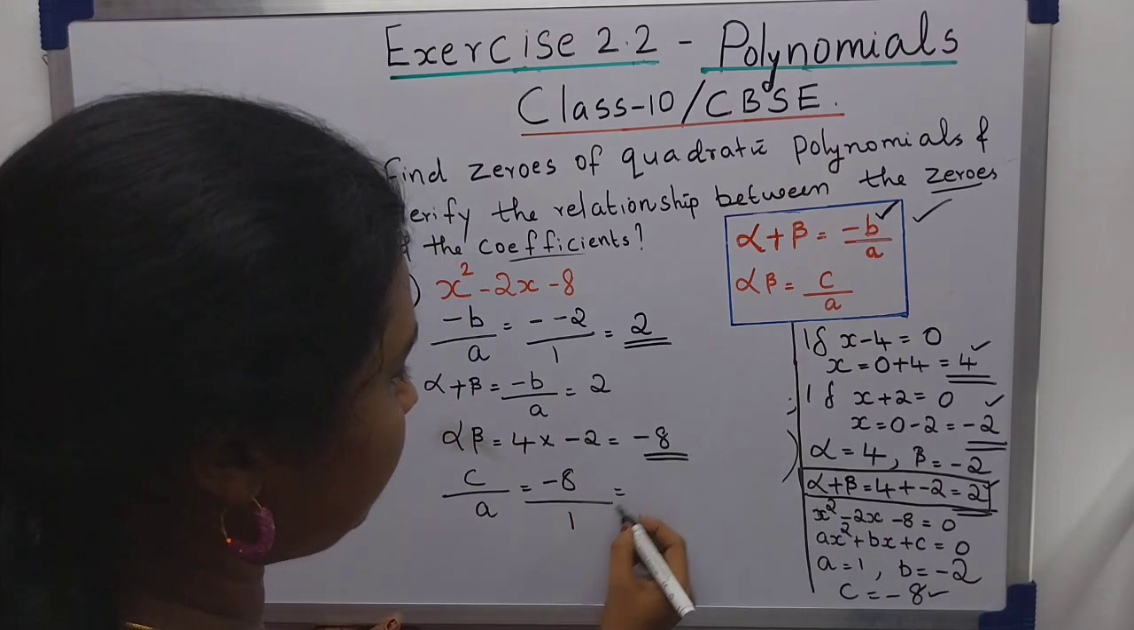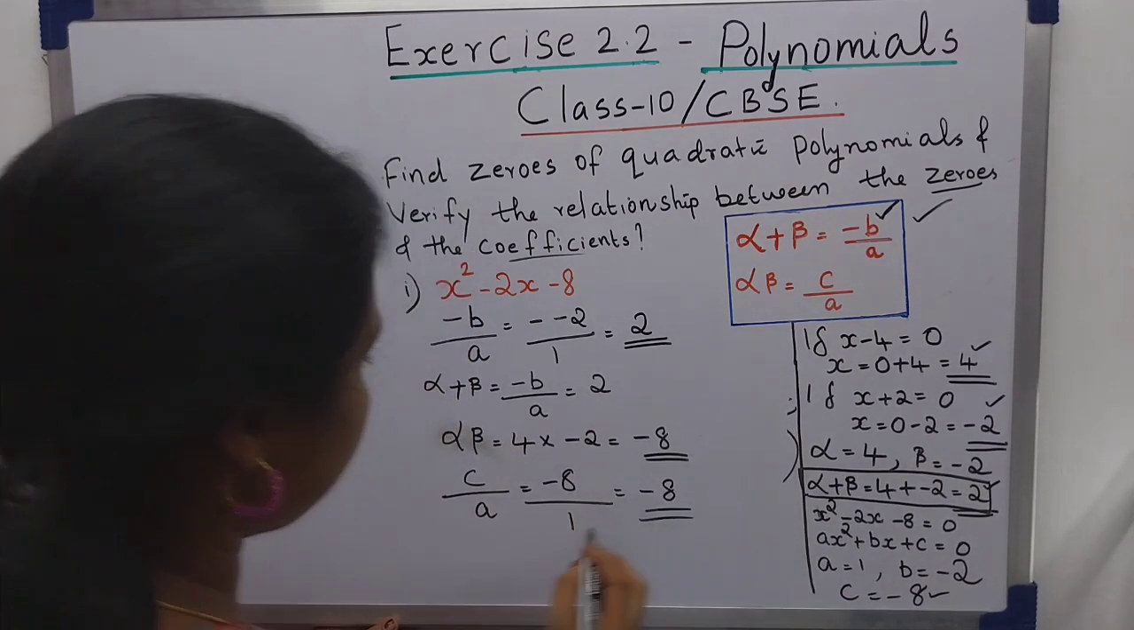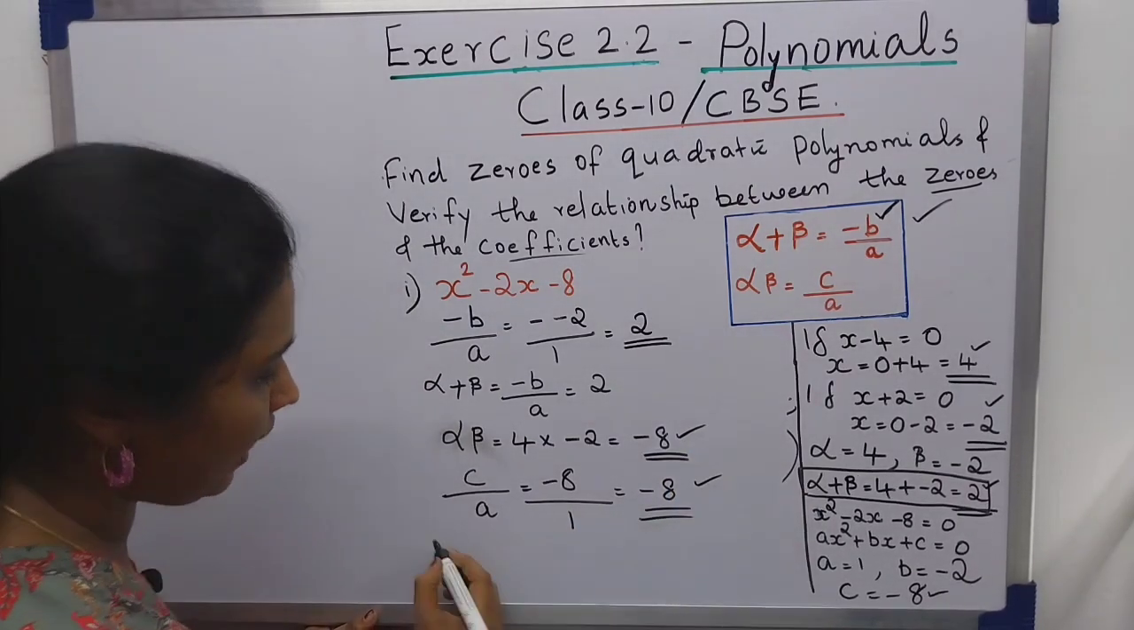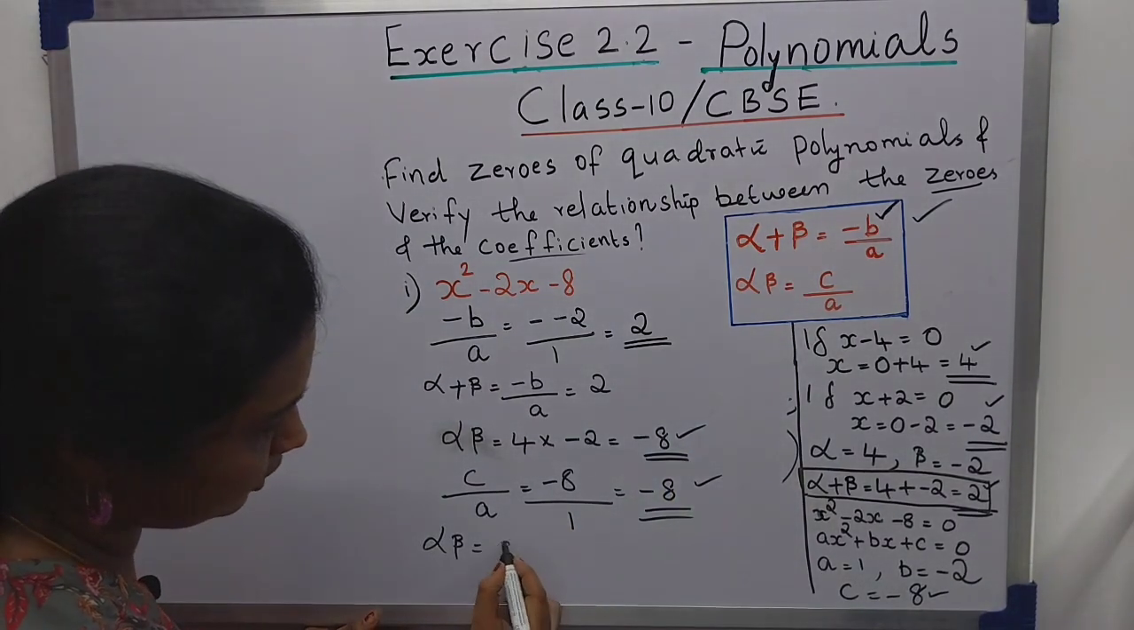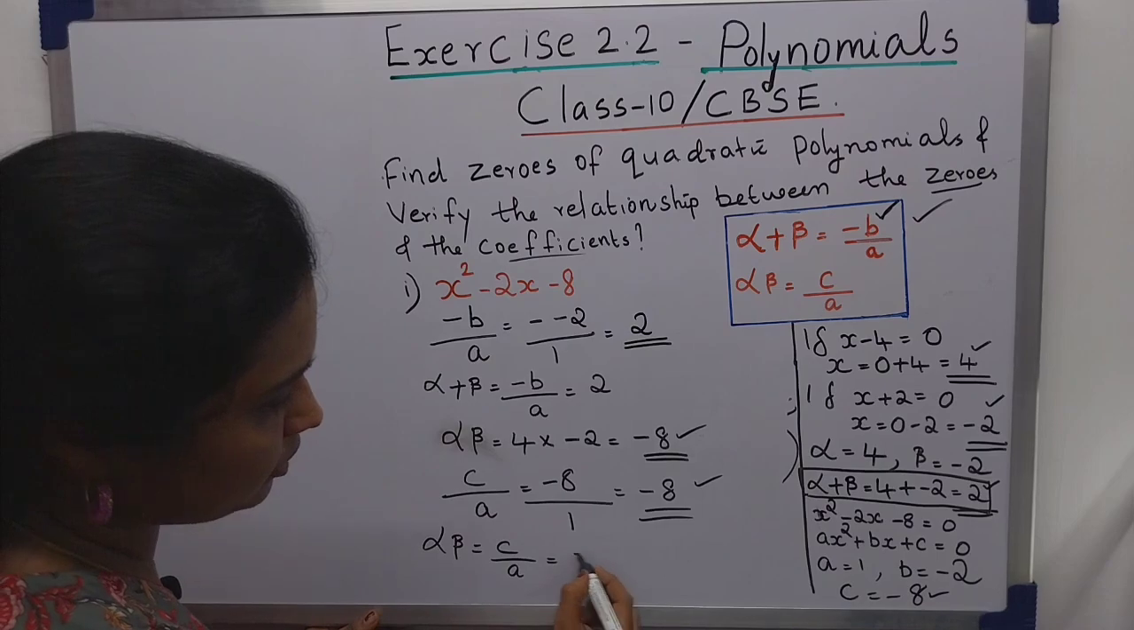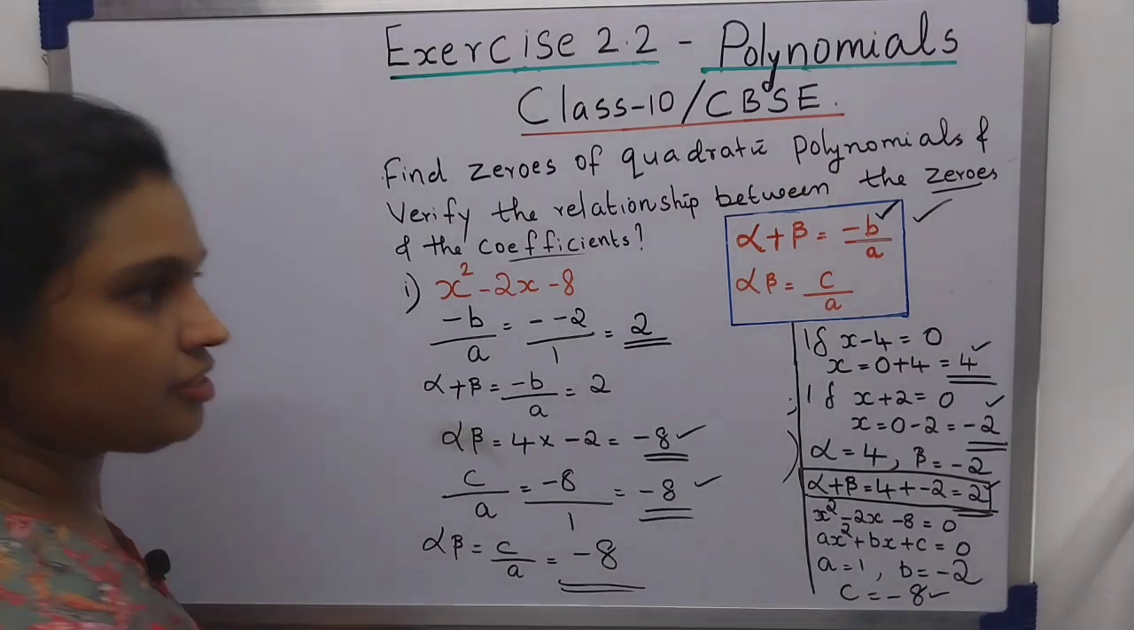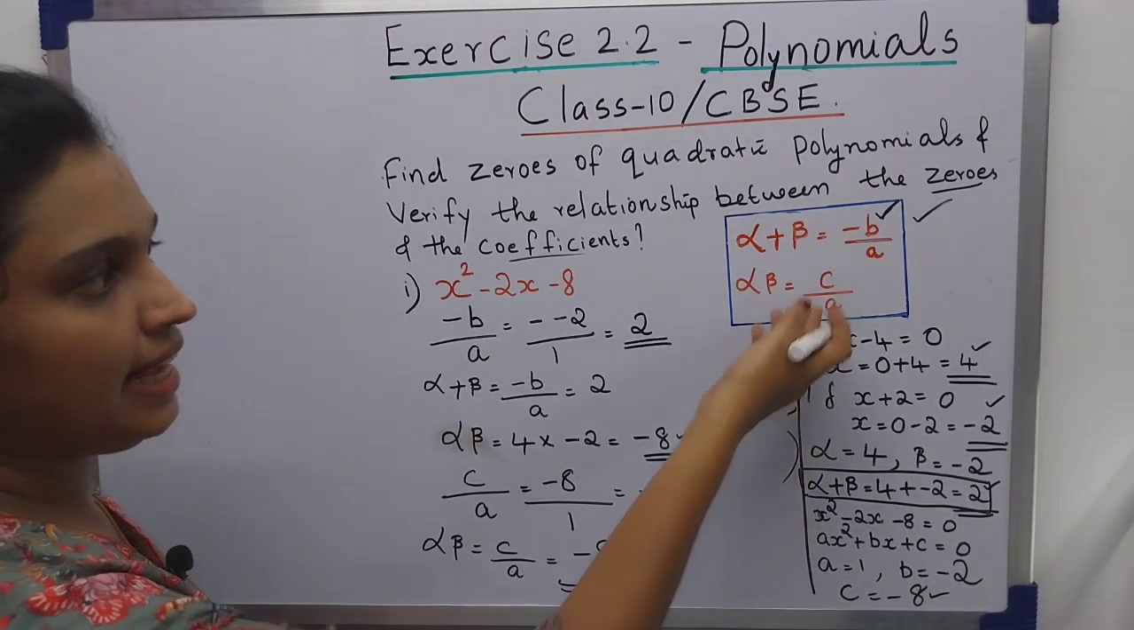So, minus 8 by 1 is minus 8. Since alpha beta is equivalent to c by a is equivalent to minus 8, the condition is satisfied.